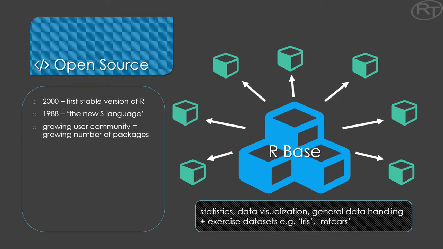R is open source, which means it is free to use, and this also means the user community is required to keep the program up to date. In fact, the community is growing each day. The number of add-on packages is nearing 8,000. It is general consensus that R is comparable, and in some cases even superior, to all those proprietary statistics packages out there.